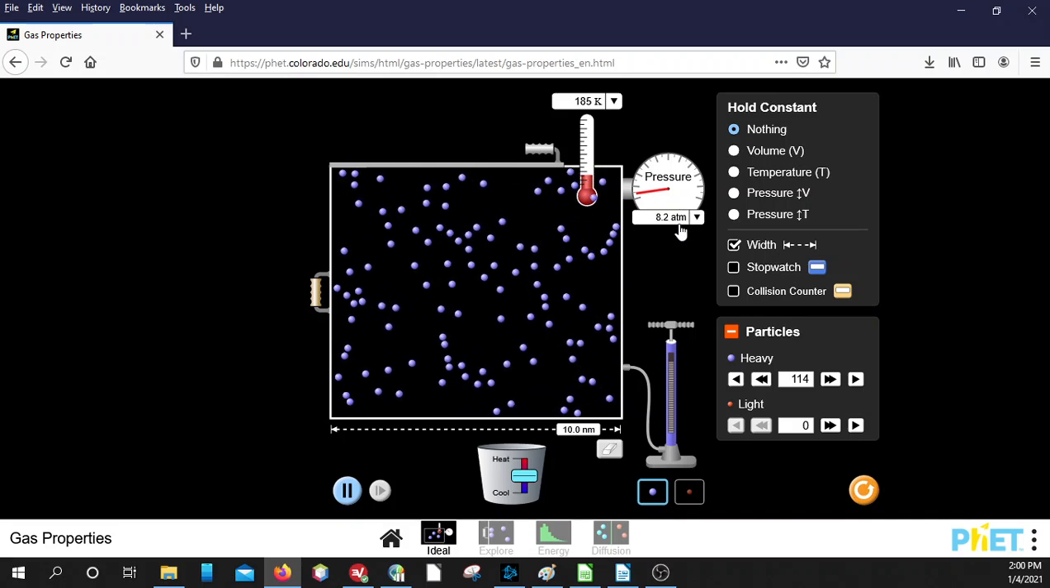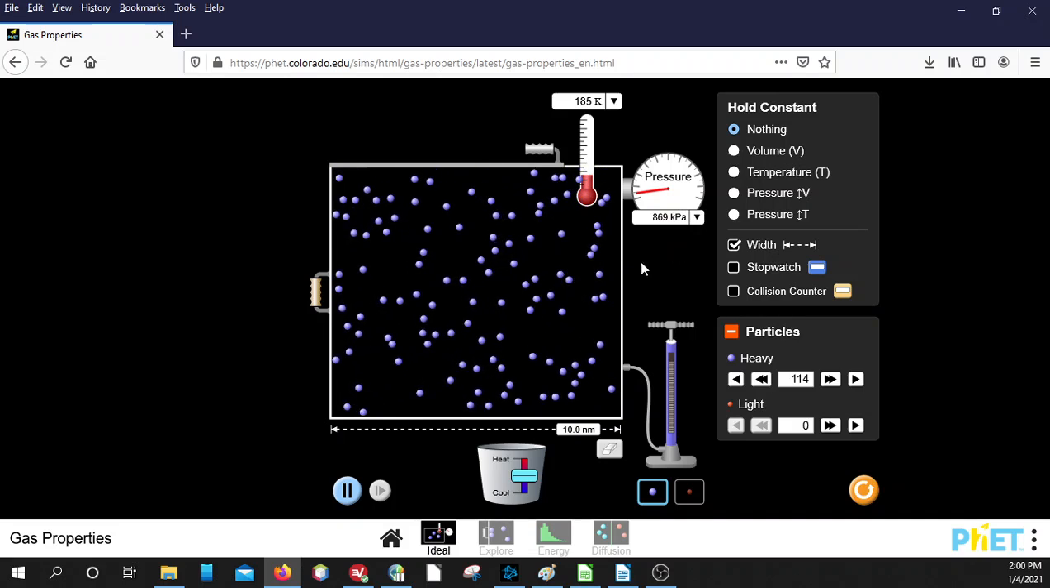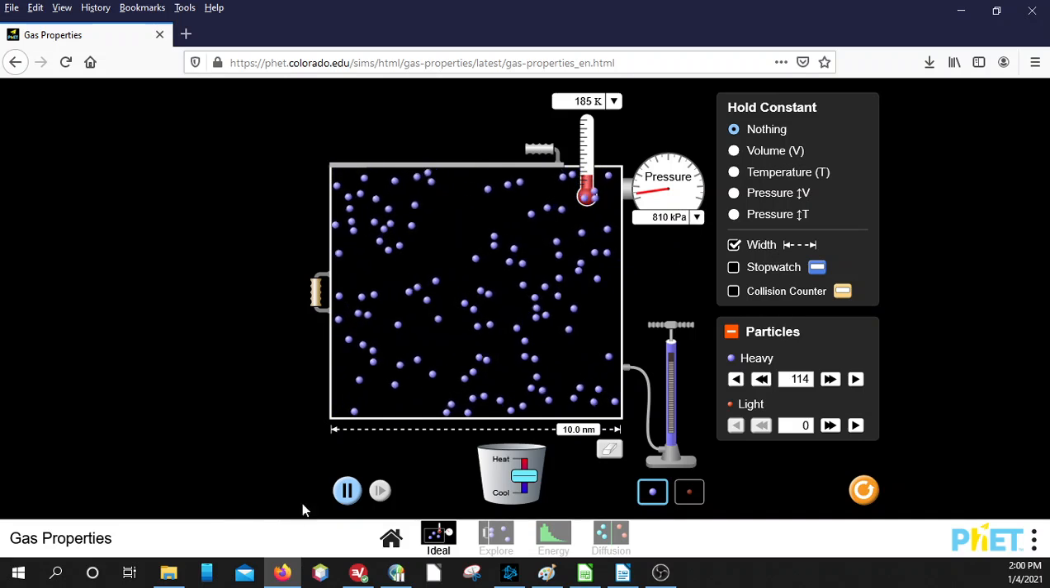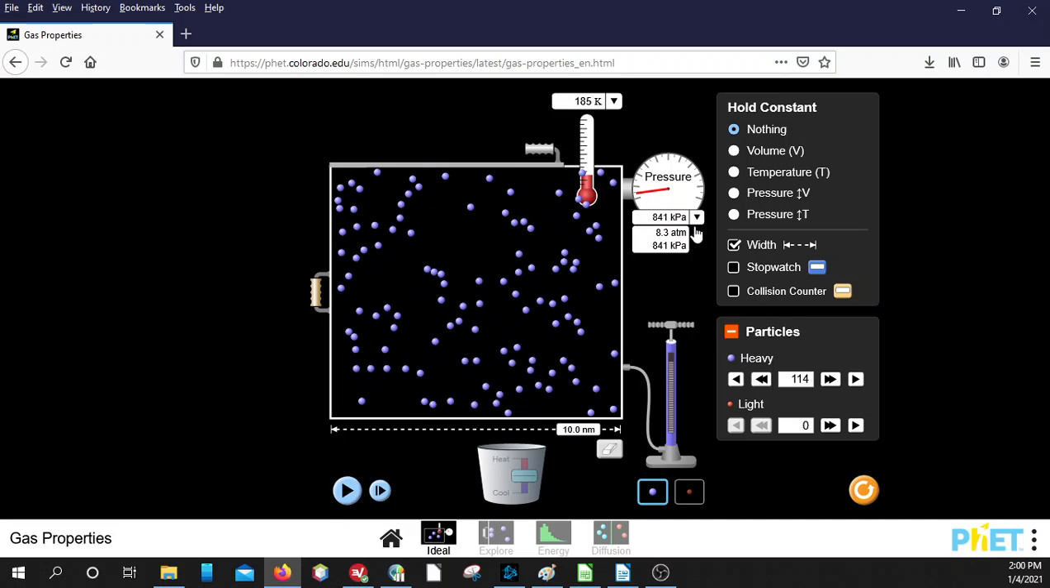The pressure gauge is measured in atmospheres. You can also look at it in kilopascals. Now I want to pause this for a moment. If you look at the number, you have 83841. Forget about the decimal point for a minute. They're very close to each other. And that's because the conversion factor between atmospheres and pascals is 1.01 times 10 to the fifth power.